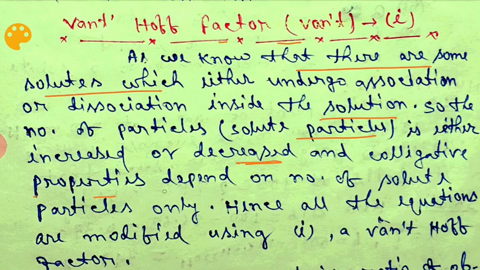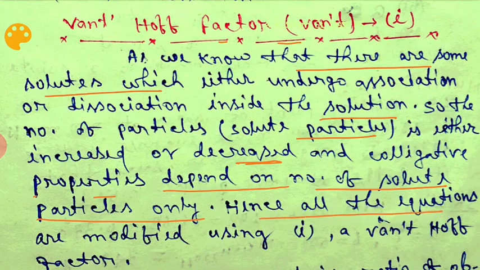Colligative properties directly depend on the number of solute particles, that you have read in the four examples, that is osmosis, lowering of vapor pressure, elevation of boiling point, and depression of freezing point. Hence, all the equations are modified by using i. What is i? It is van't Hoff factor.